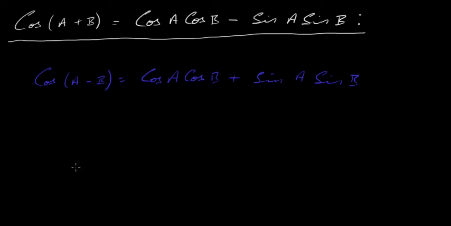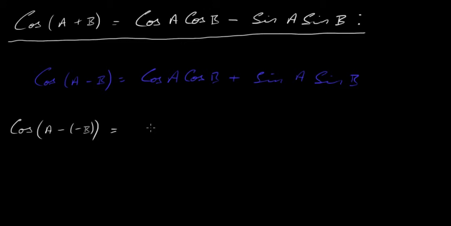So let's do that. Now you can see here that we've got an A plus B inside the bracket. So all I'm simply going to do here is change that to cos of A minus minus B. Instead of the plus B, I'm putting in a minus B here and changing the sign. So A minus minus B is the same as A plus B. And I'm going to just substitute this minus B into this formula here.